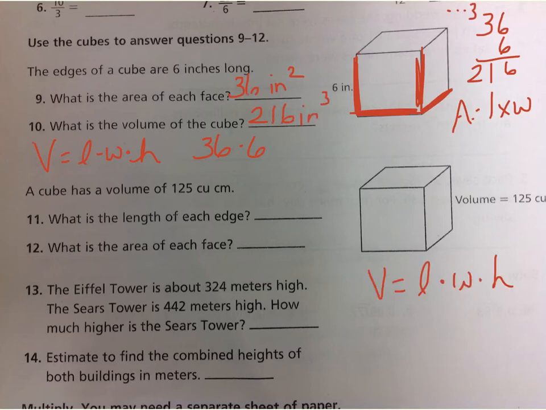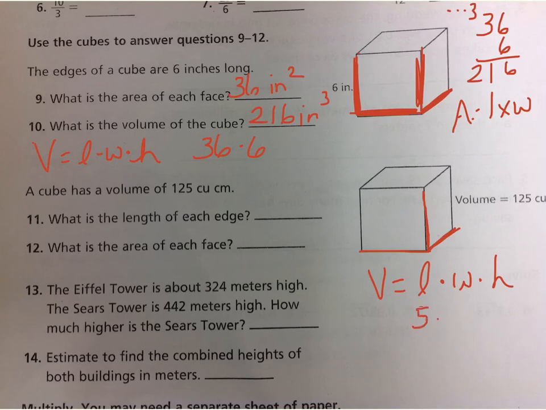Number 11 is a little bit trickier, but you have to remember you're talking about a cube. So every side is the same. So I have to figure out if each of these, the length, the width, and the height are all the same, what equals 125. So let's just start with 3. 3 times 3 times 3 is 9 times 3. That's 27. That's pretty far off, so I'm going to go ahead and jump up. Oopsie. I'm going to jump up to 5 and see if that works.